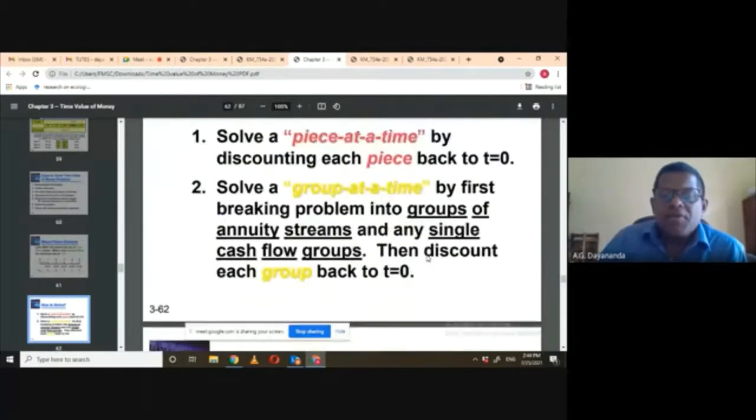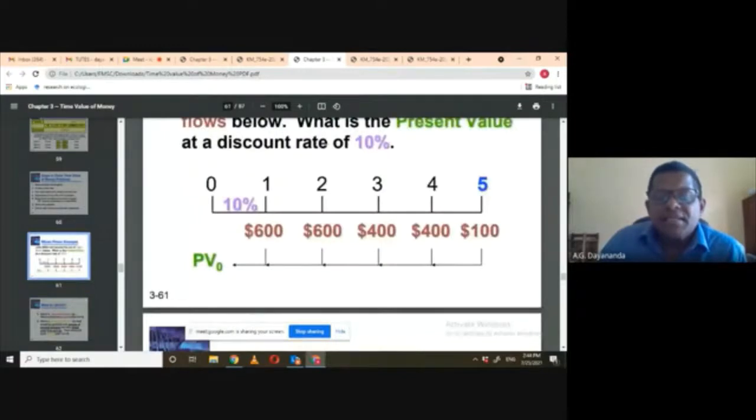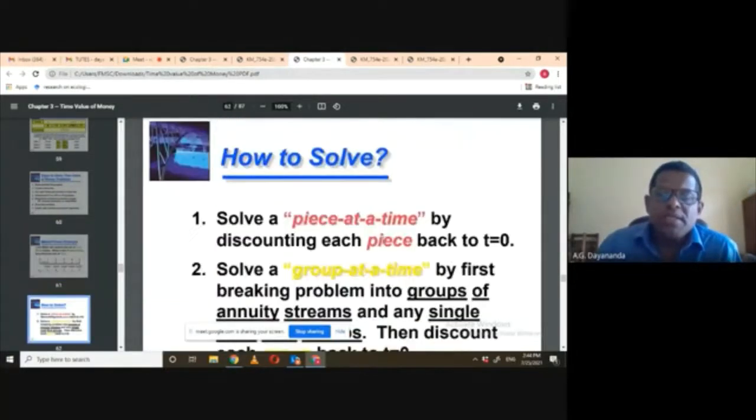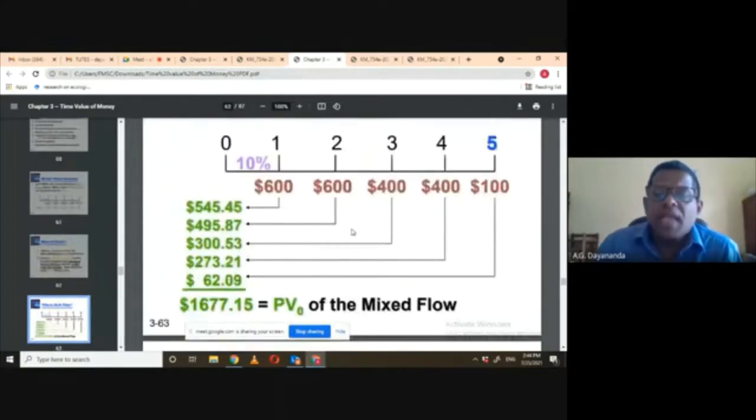So what we have to do is we will consider this as a separate case, this as a separate case, and this as a separate case, and also the 5th year cash flow as a separate one. So we consider there are 5 lump sum cases, single payments. So basically we calculate the present value of each cash flow like this.